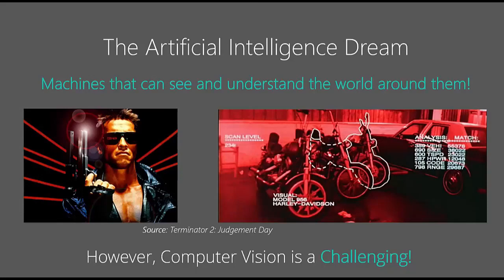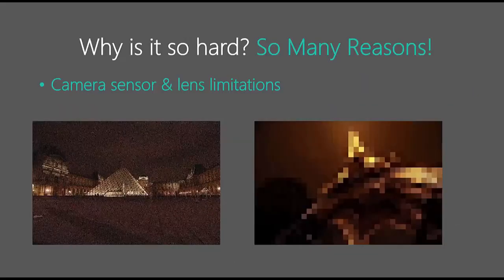However, there are many things that make computer vision quite a challenge. So why is this so hard? Well, there are so many reasons, starting firstly with camera, sensor, and lens limitations. Camera sensors are particularly bad in low light conditions, producing noisy images like this. Or what if we wanted to zoom into a small segment of the image? You would get a very pixelated image here, and that's a limitation of both the sensor and the lens.